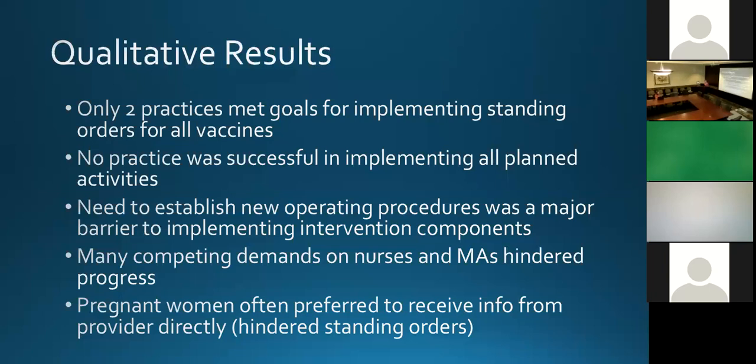Probably nowadays, now that pregnancy and vaccination is more of a widely practiced thing, this might not be as much of a barrier, but at the time that this study was going on, it was relatively new, and so this was something that we didn't necessarily anticipate.